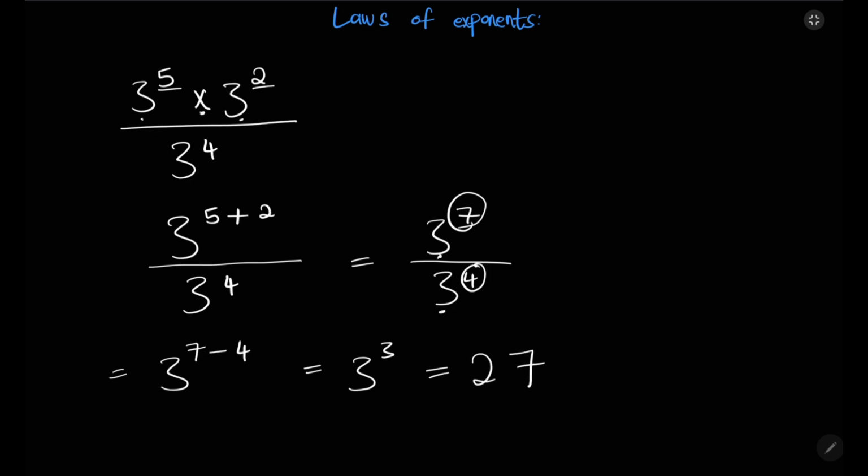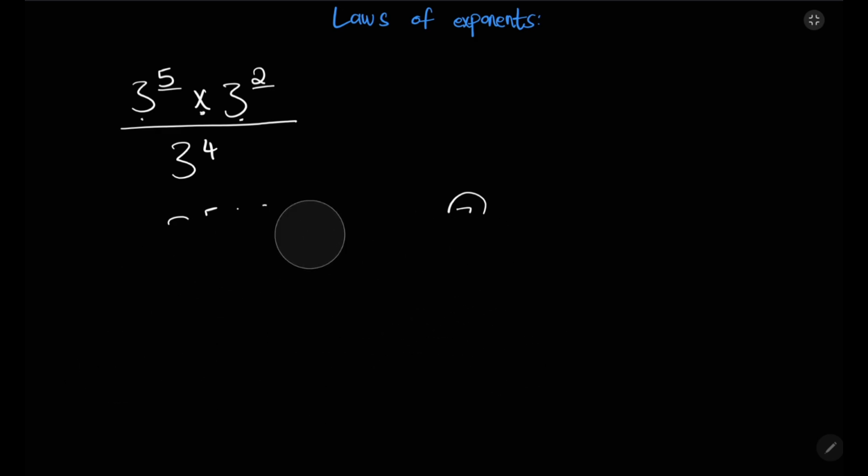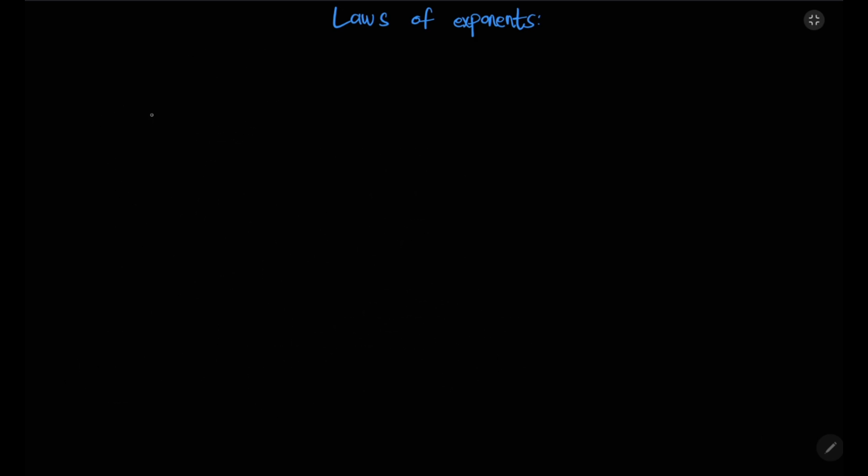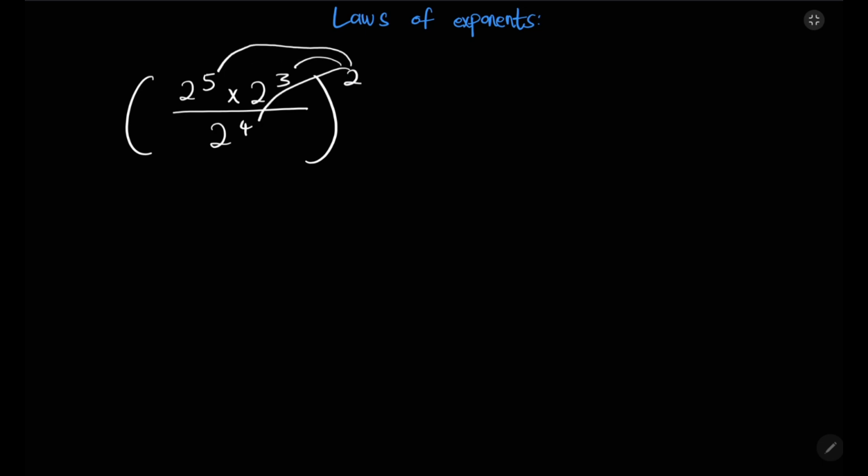Now let's do an example that's a bit similar to this one, but let's make it tricky. What if we had 2 to the power 5 times 2 to the power 3 over 2 to the power 4? Then outside our bracket we have to the power 2. How can we solve this? There are different ways in which you can solve this. We can start by multiplying this 2 to all our different exponents, or we can start by simplifying what's inside the bracket. I always recommend in math, you guys know about math, you should always start with what's inside the bracket.